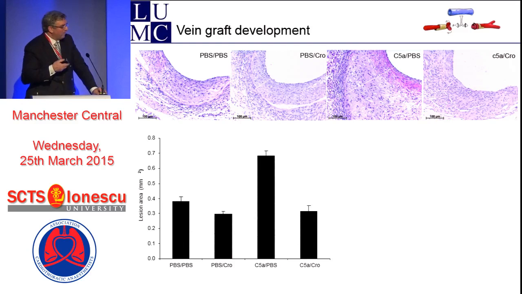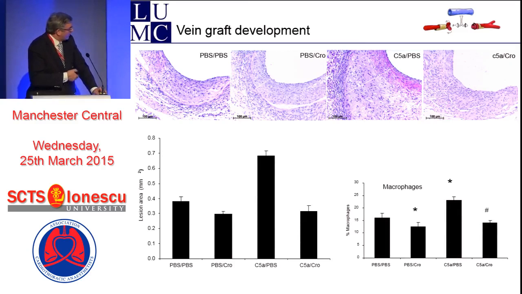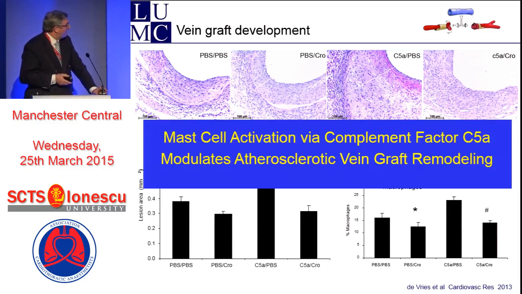So that points to an approach that C5a might be crucial for activating the mast cell. And the mast cell is a cell that can secrete many factors, cytokines, to drive inflammatory processes. And you can also see the same pattern in the number of macrophages in the lesion. So we are convinced at this moment that mast cell activation via complement factor C5a may modulate the atherosclerotic processes in vein graft remodeling, and that might be a crucial factor to study in more detail.